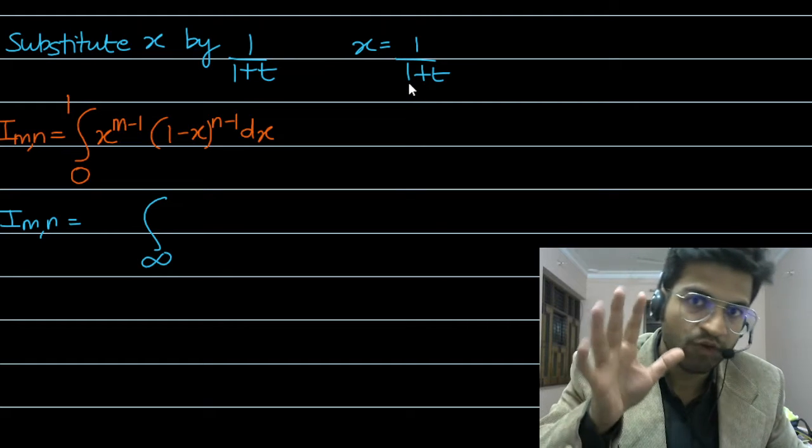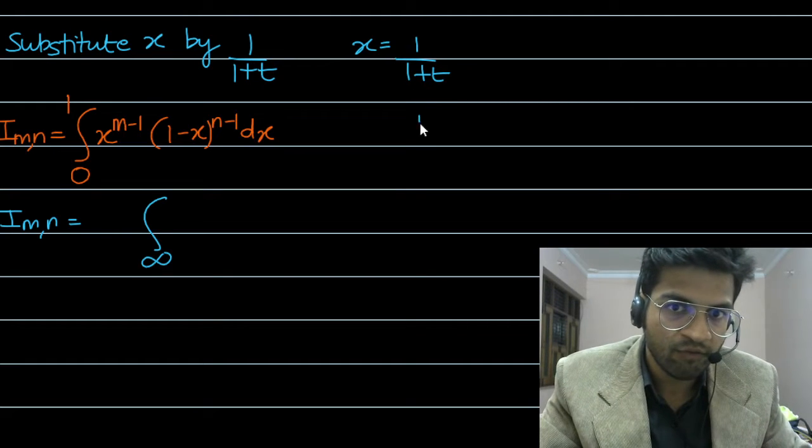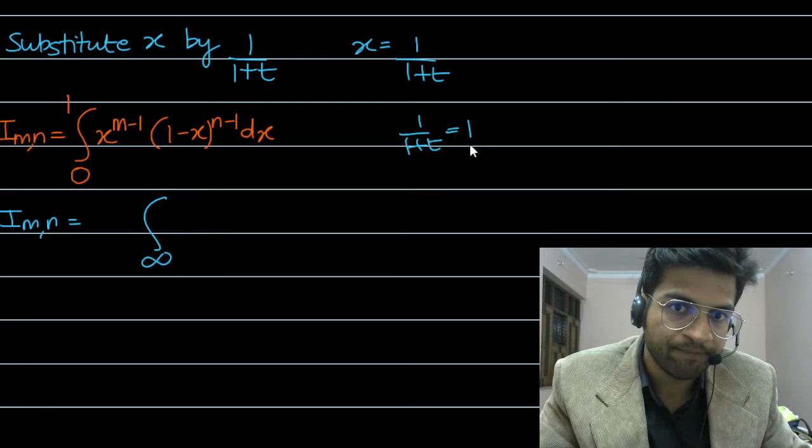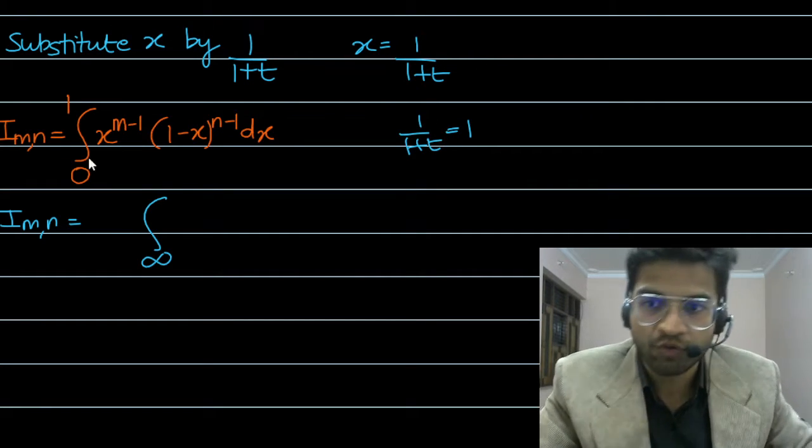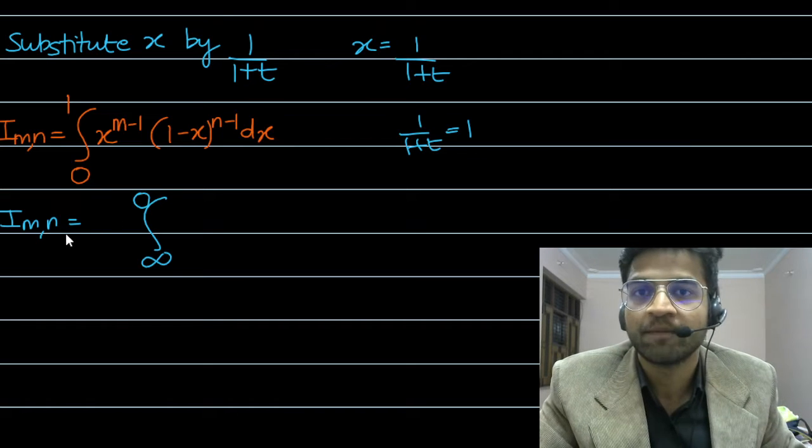When can this value 1 by 1 plus t be equal to 1? 1 by 1 plus t is equal to 1 when t is equal to 0, so the upper limit is t equal to 0. I hope everyone can understand this.